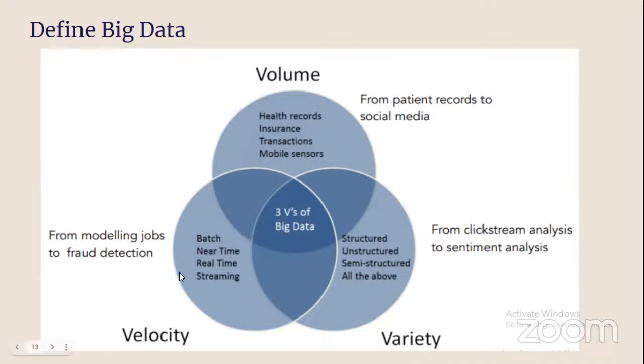Right. And the velocity of the data is, from modeling jobs to fraud detection. So batch, near time, real-time streaming describe the velocity of the data being generated, right? Volume is the size, variety is the range, and velocity is the speed, right? So velocity relates to the concept of how quickly data can be generated on social media or any other platform. Data is generated at a frequency of milliseconds. So that falls within the concept of velocity of big data, right?